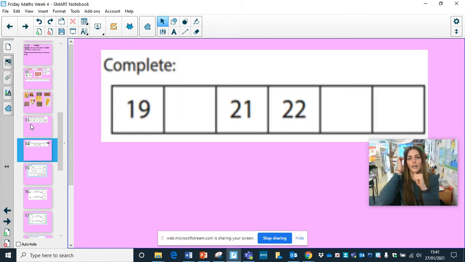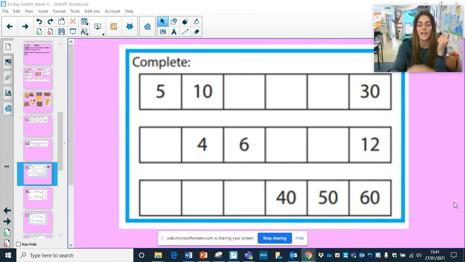Here you've also got a number strip, so it says complete, and then it's got a few numbers and then some missing boxes. So this is using your counting forwards and counting back skills that we've learned over the last few weeks to fill in the missing numbers. What is the pattern? Are they going up, down? Are they in ones, twos? Okay, think about all those skills.